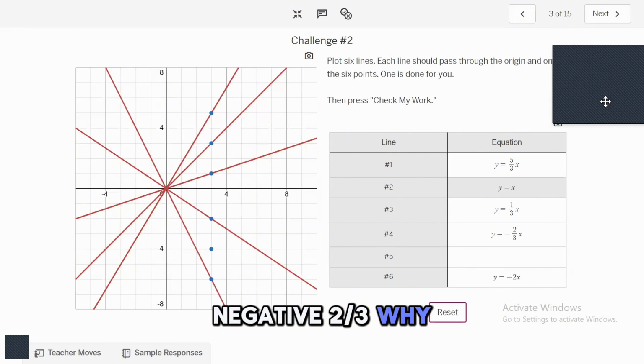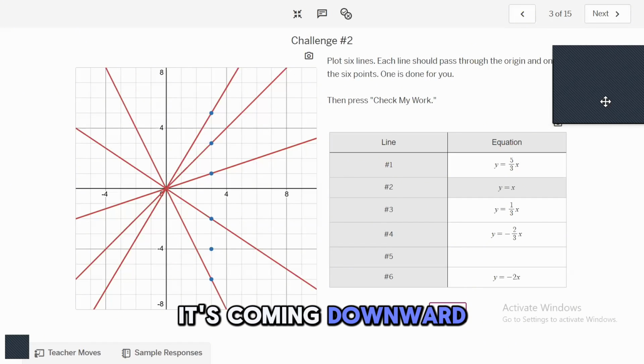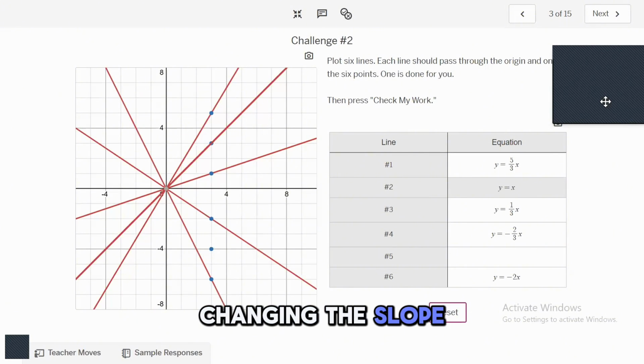-2/3. Why is it negative as opposed to positive? Going down from left to right. So we read graphs from left to right, the same way we read sentences and words, right? So we look at this line, which way it's going compared to the other side. If it's going up, it's positive. If it's coming downward from left to right, it's negative. It's a negative slope. So all you're doing is changing the slope.